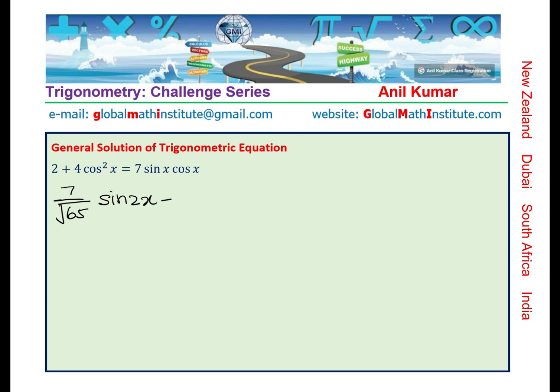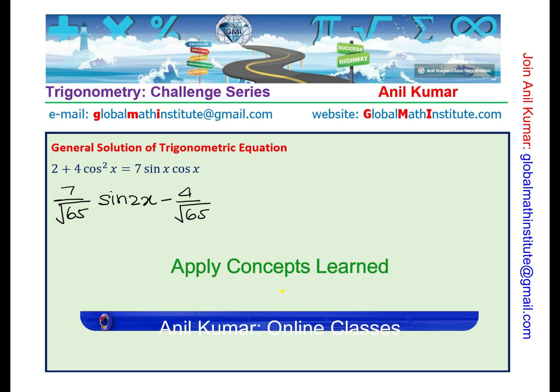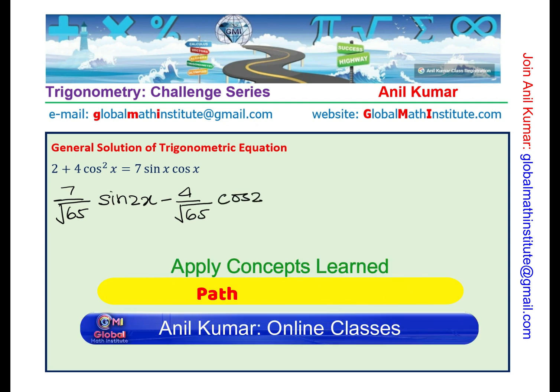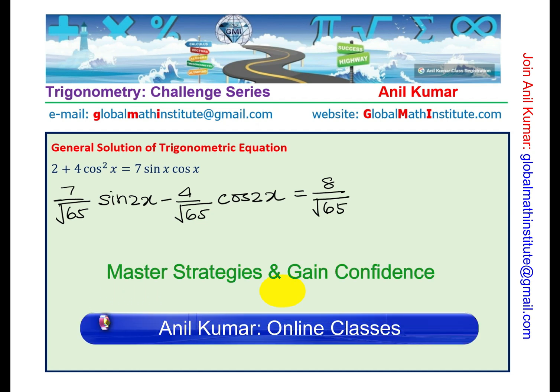Minus 4 over square root 65 of cos 2x equals 8 over square root 65. Correct? Now in this equation, I'm going to make a substitution.